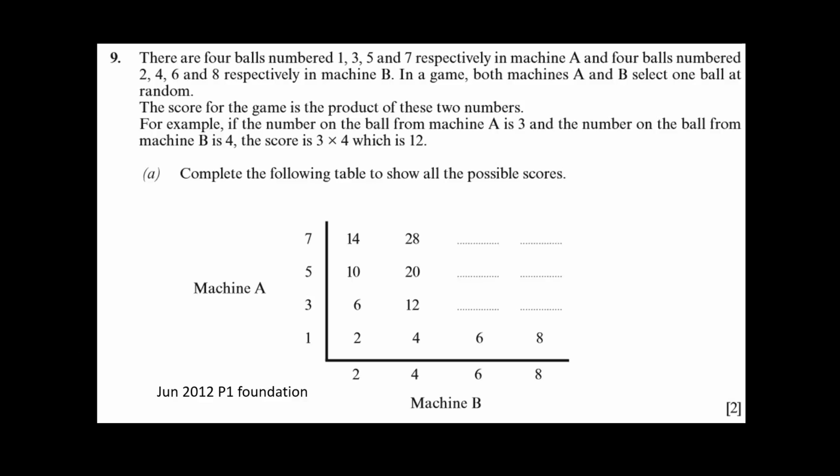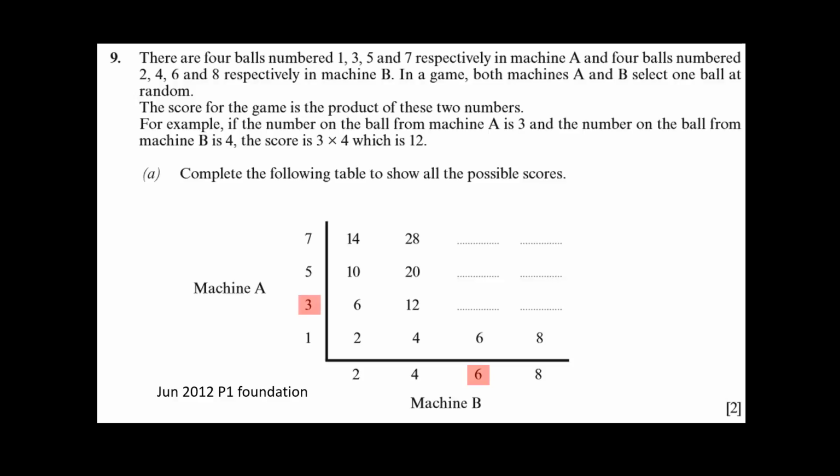Let's have a look at an exam question, and in this one there's quite a bit of text, so that's potential difficulty there. The question says there are 4 balls numbered 1, 3, 5, 7 in machine A and 4 balls numbered 2, 4, 6, 8 in machine B. Both machines select 1 ball at random, and the score is the product of the 2 numbers. Now, product means multiply, and it gives us an example. So we've got to complete the possibility space, and that's a very common question. So let's have a look at this one.